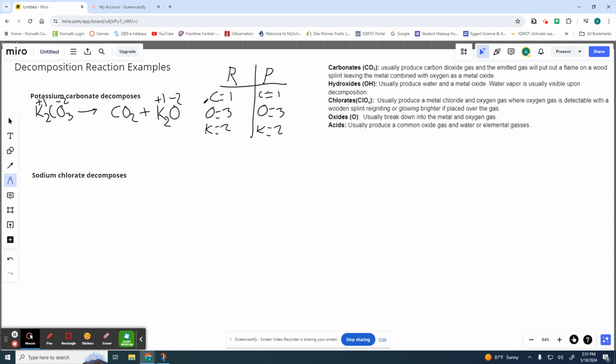So use this technique on any of the reactions we do, but when it comes to decomposition, you need to know the outcomes from the teacher notes here or on your handout in the directions to be successful at doing this. I will do sodium chlorate decomposing down below.